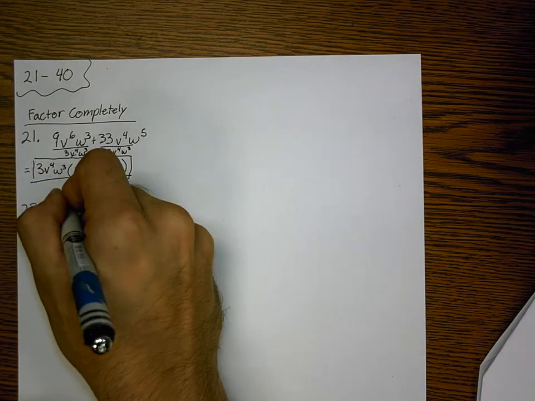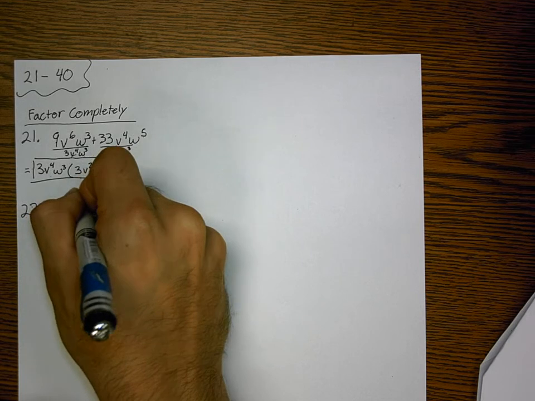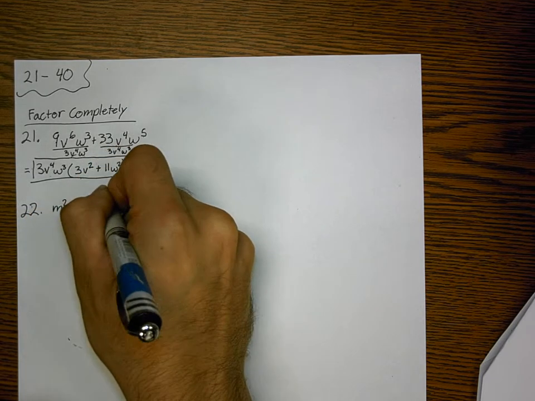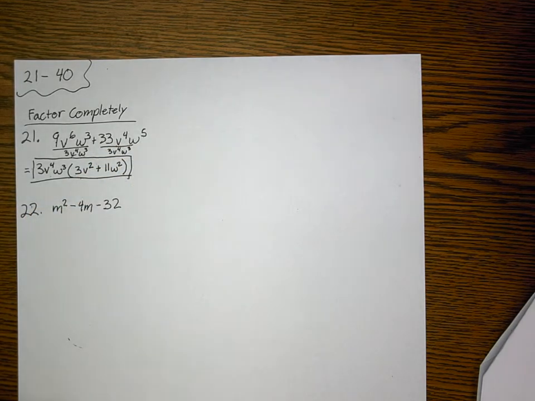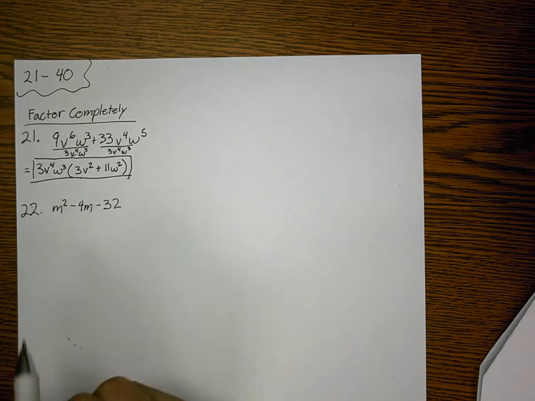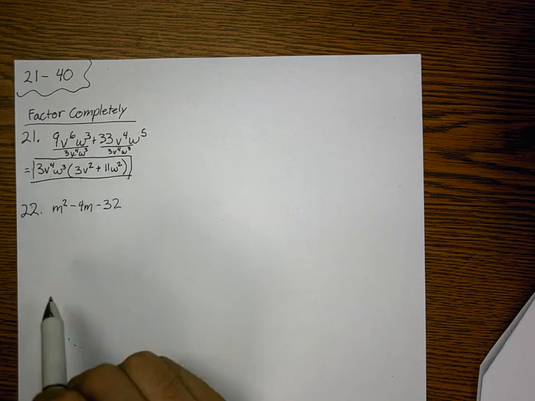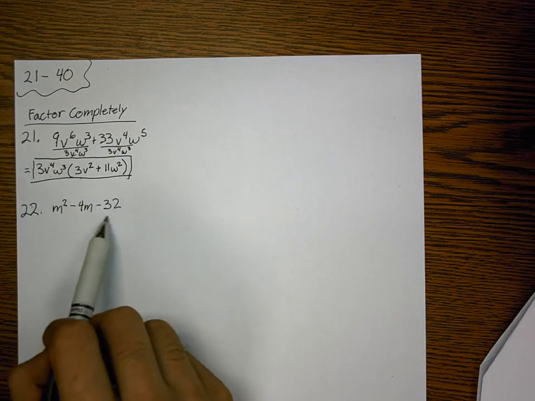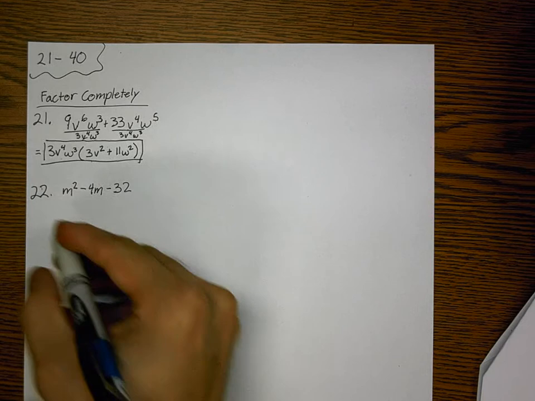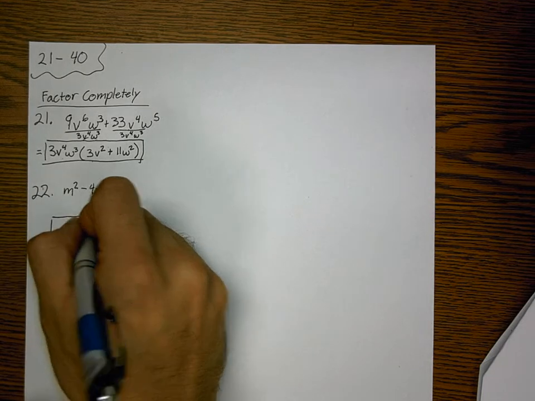Number 22, m squared minus 4m minus 32. So again, I look for the greatest common factor. I see that there is none except for 1. But if I factor out a 1, similar to 21, I end up with the same problem to solve. So I'm going to factor this using the area model.